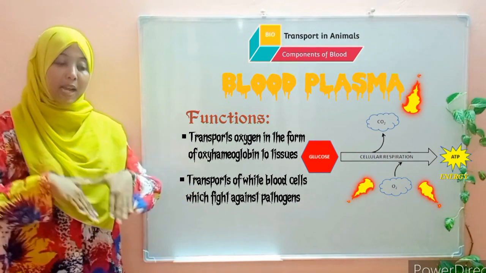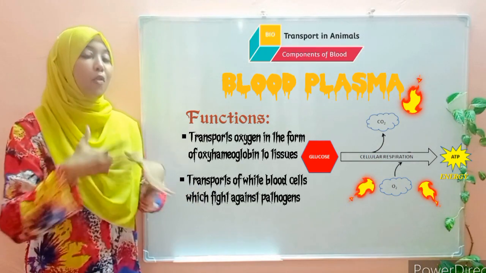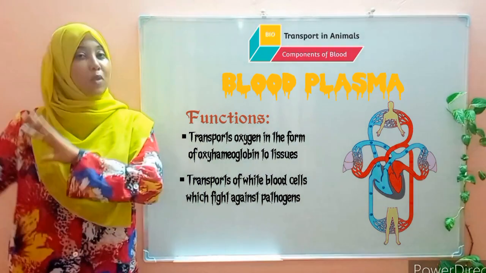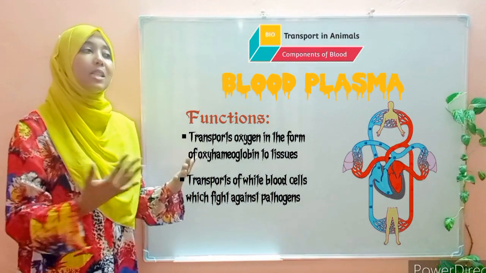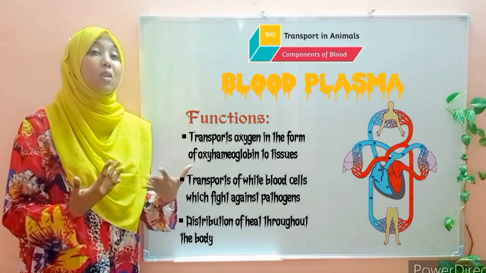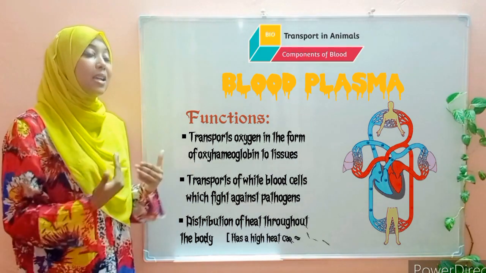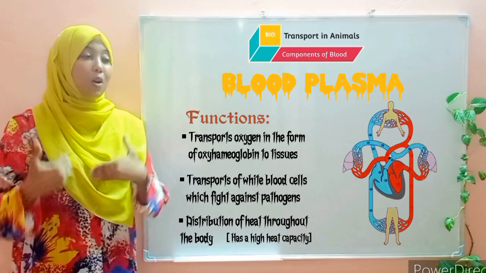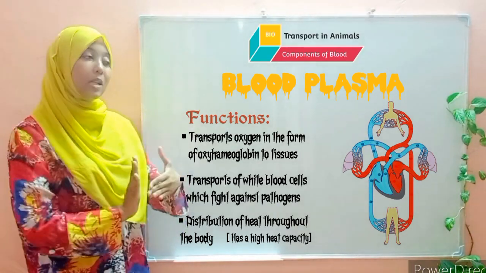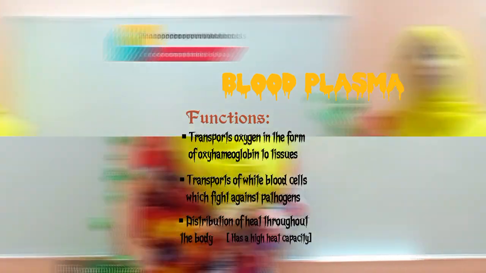So you find that the plasma absorbs the heat from these respiring tissues and then transports it to different parts of the body. So essentially what it does is that it distributes the heat. Now the reason why the plasma can do this is because it has a high heat capacity. So it plays a role in distribution of heat throughout the body, and therefore it plays a role in thermoregulation.